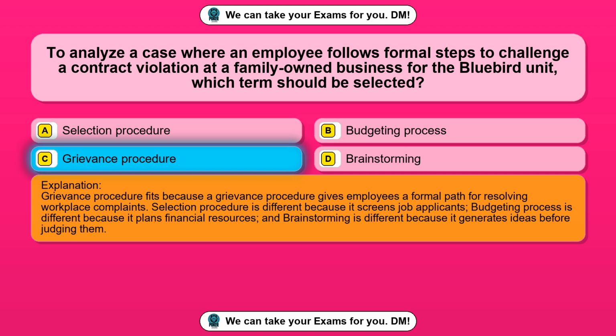Grievance procedure fits because a grievance procedure gives employees a formal path for resolving workplace complaints. Selection procedure is different because it screens job applicants. Budgeting process is different because it plans financial resources, and brainstorming is different because it generates ideas before judging them.